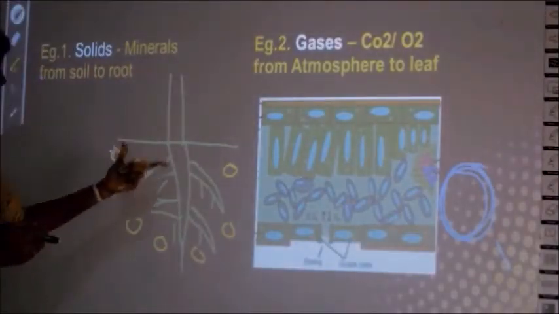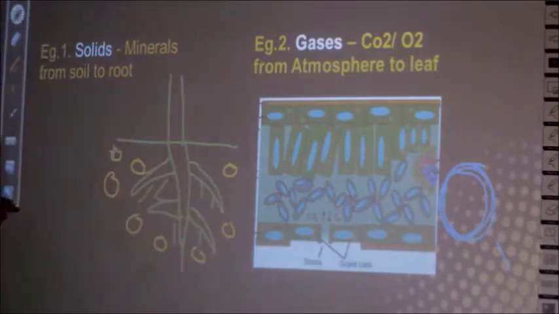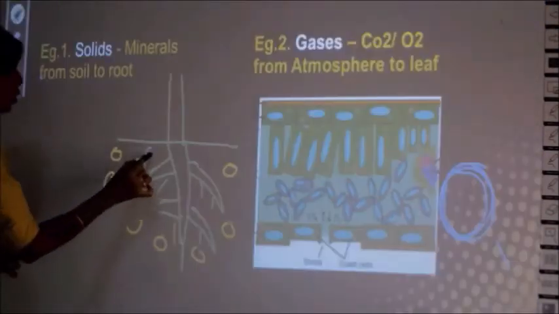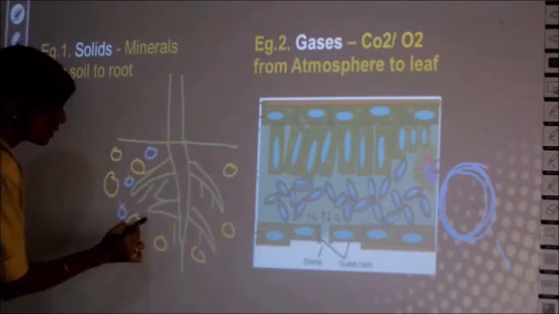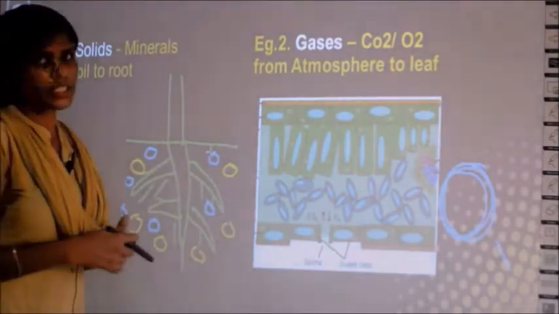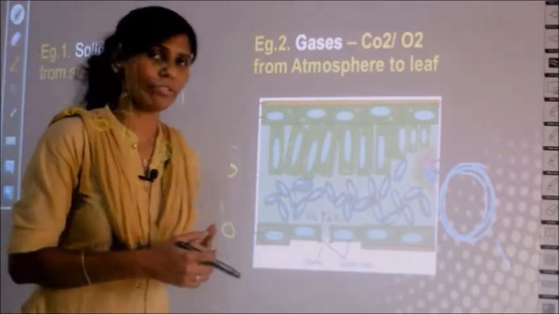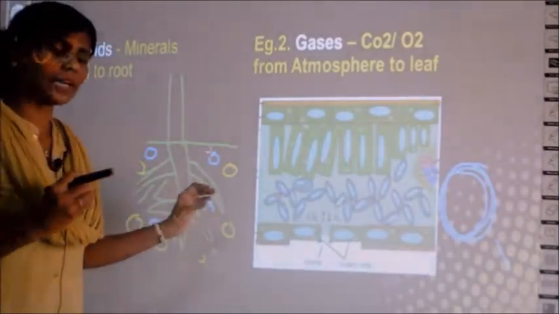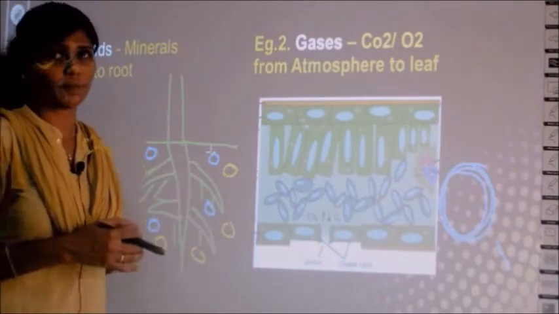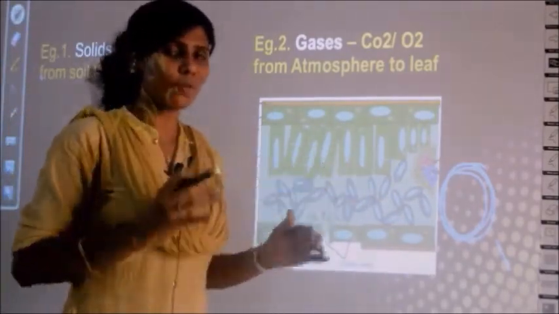So what have I drawn? I have drawn the root, and then I have drawn minerals outside, and what else do you have? Let's choose some other color. Let it be blue. Let me draw water molecules also. So this yellow color represents minerals and blue color represents water molecules. Now there is going to be a process of diffusion. These minerals, these solid particles, will actually be dissolved in water. Once you pour water to the plant, the minerals present in the soil will get dissolved in water.